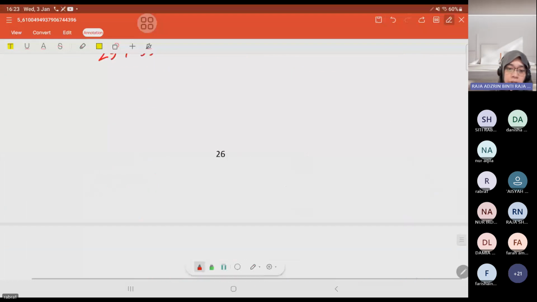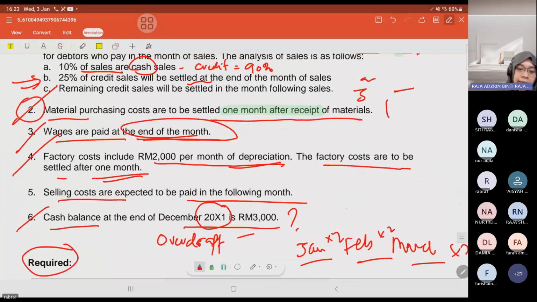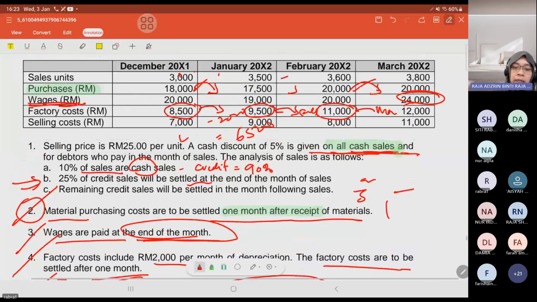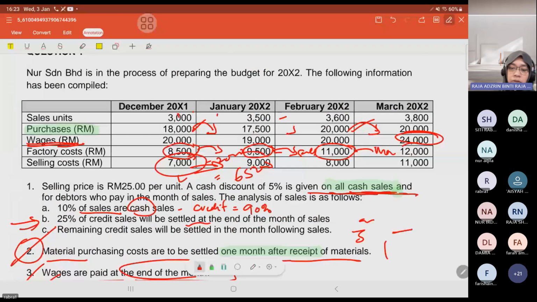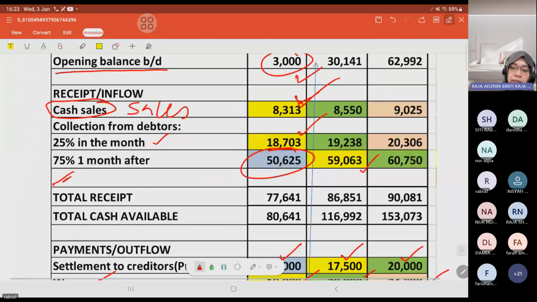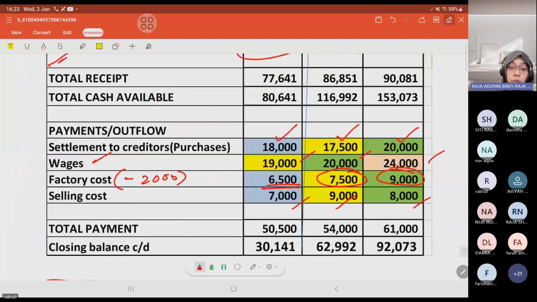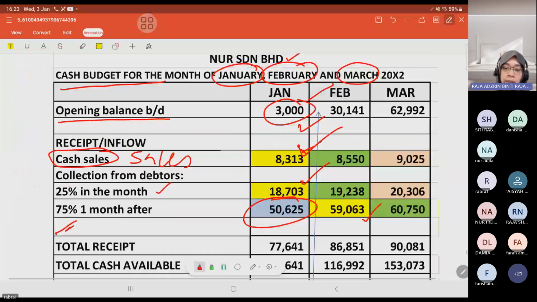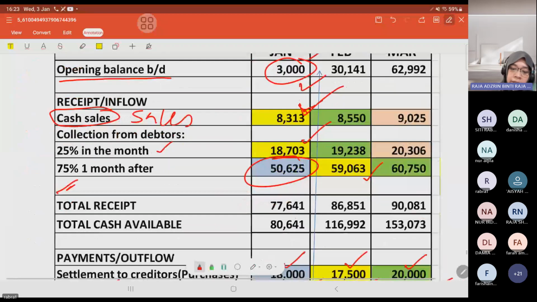Okay, next move on to your selling cost. So selling costs are expected to be paid in the following month. So selling cost, kalau December will be in January lah. This one will be in the following month. This one will be in the following month. So 7, 9 dengan 8. So here will be 7, 9 and 8.